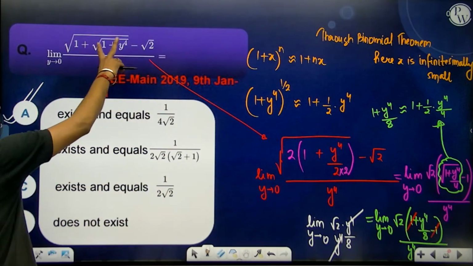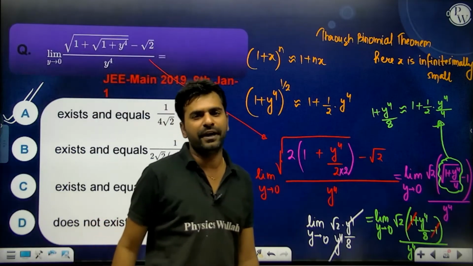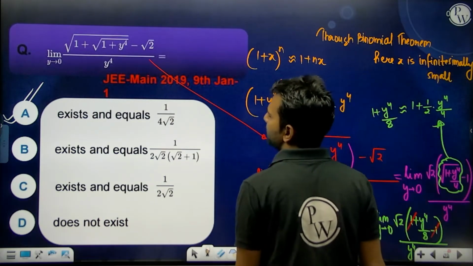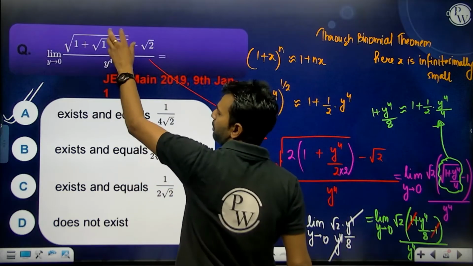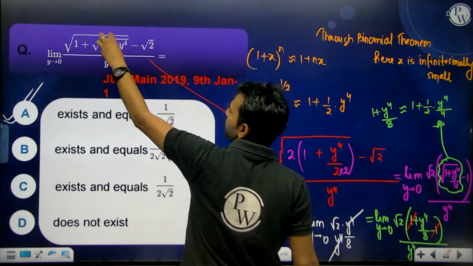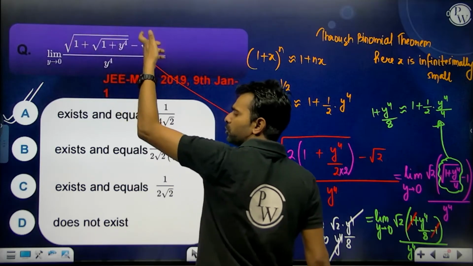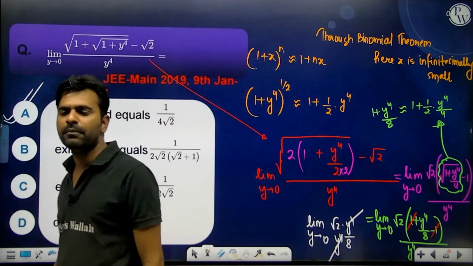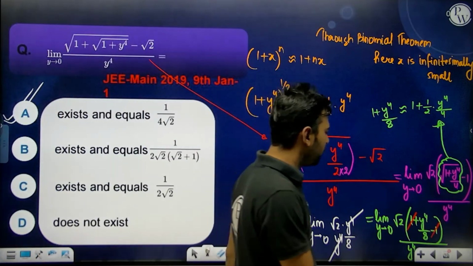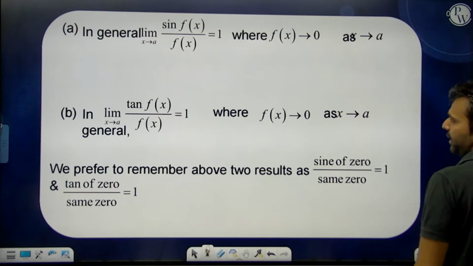Whenever you see such kind of under roots, one thing has to come to your mind, that you can apply the rationalization method. And also one more method: this is tending to 0 upon 0 form, since y is moving towards 0, this is moving towards 1 plus 1, root 2 minus root 2. So this is tending to 0 upon 0 form, and you can apply L'Hopital rule as well over here to solve this problem. There should be no difficulty at all.